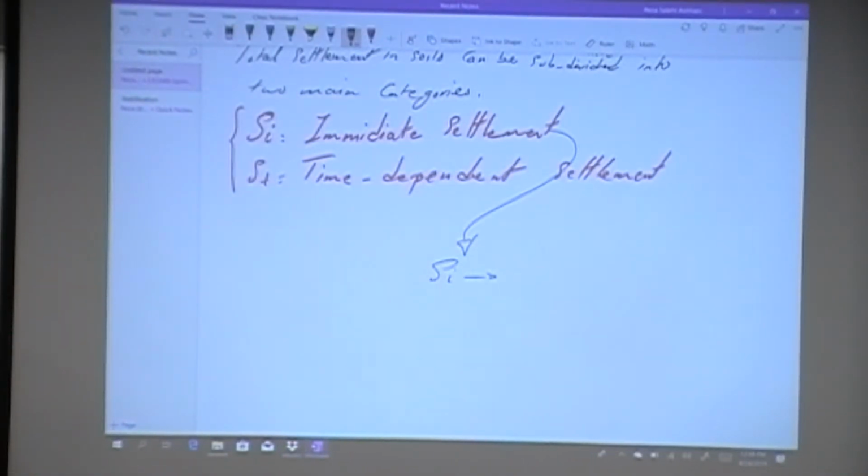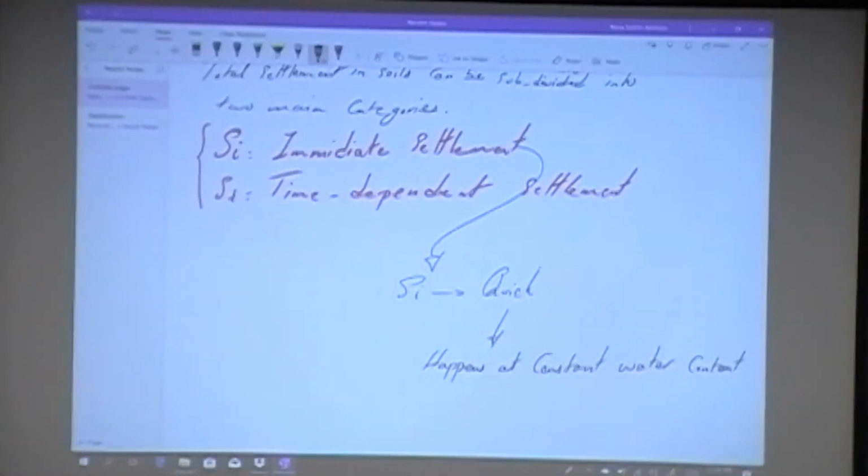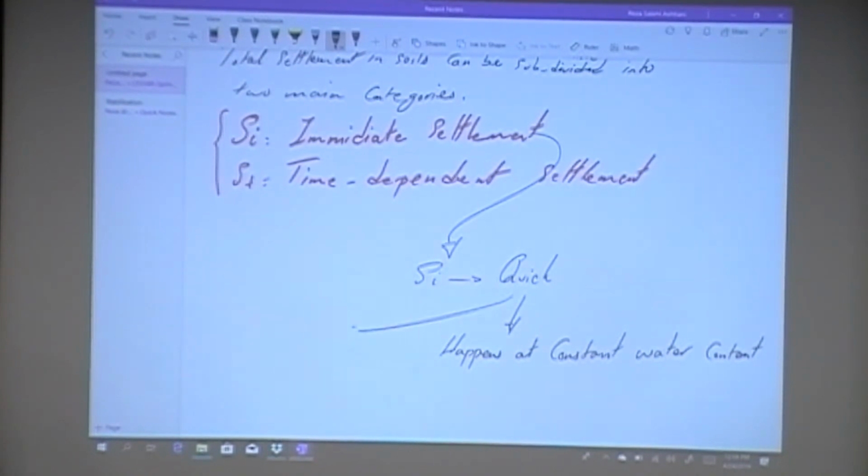All right, so what does immediate mean? It's quick, right? So what does that mean? It's fast. It happens at constant water content, meaning that the moisture state of the material doesn't change. As soon as you apply the load, you essentially will see some deformation taking place in the system. So it happens at constant water content, and that's going to be the predominant factor that we have. Theory of elasticity is valid.